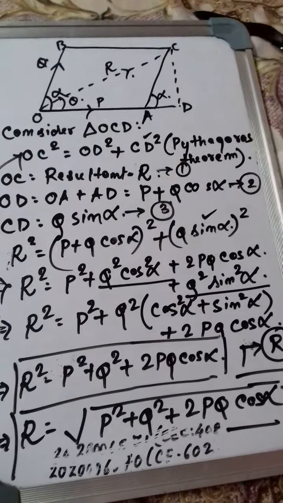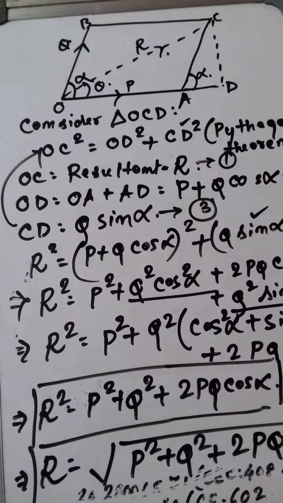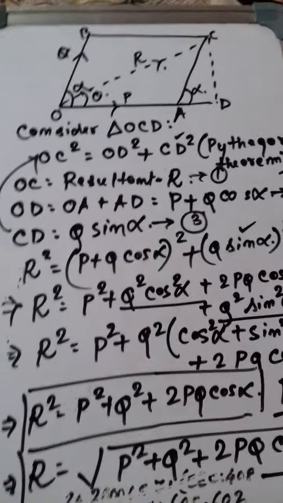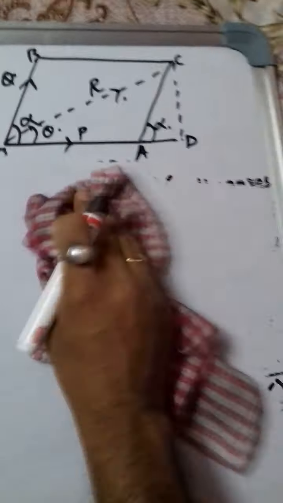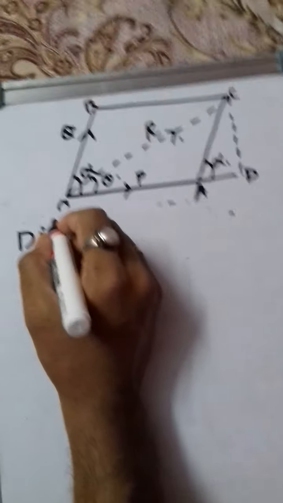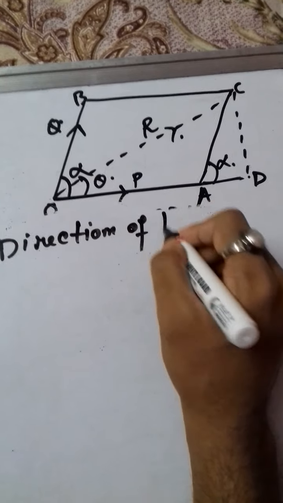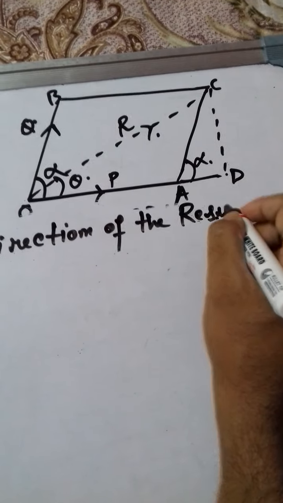I hope there is no doubt in the given problem, right? Now let us see what is the direction of the resultant, that is theta. So write down the main heading: direction of the resultant. That is theta.